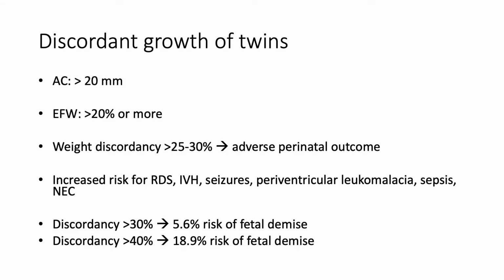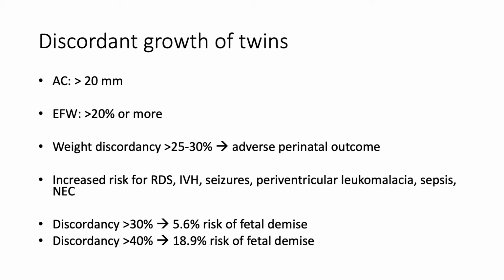Discordant growth develops in around 15% of twin gestations. This condition is associated with increased rates of perinatal mortality. Twin discordancy is diagnosed if the abdominal circumference measurements differ by more than 20 millimeters or if the estimated fetal weight difference is 20% or more. A weight discordance of more than 25 to 30% most accurately predicts an adverse perinatal outcome.